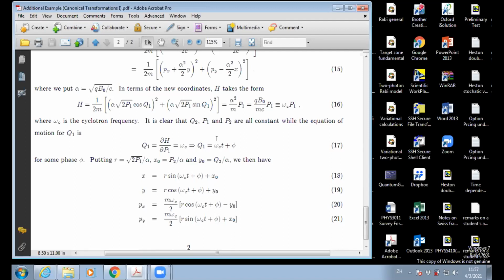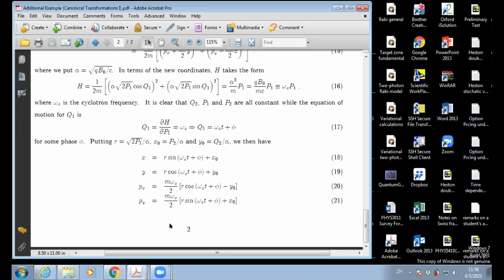Now, once we get Q1, then we can invert the definitions to obtain the old coordinates and old momenta in terms of the time. We can rewrite them as a function of time. So this is the solution of the given problem. As you can see, x, y indicate that the motion of the particle is a circular motion, okay?